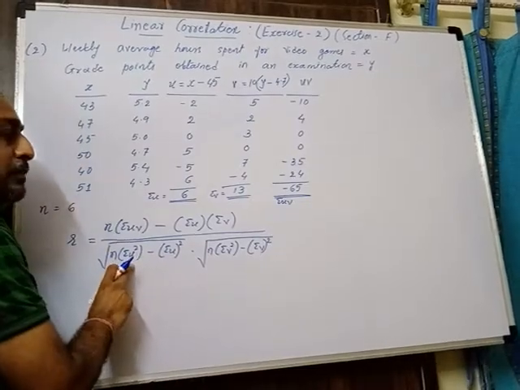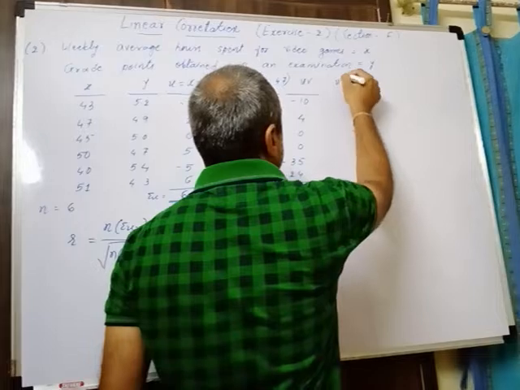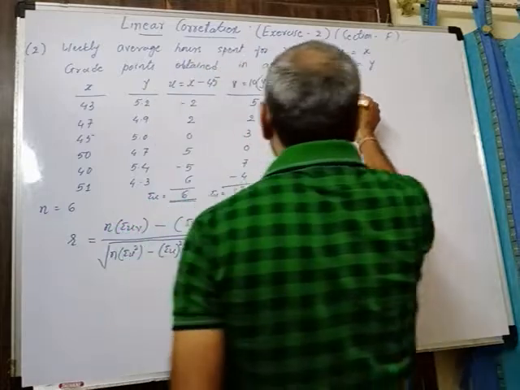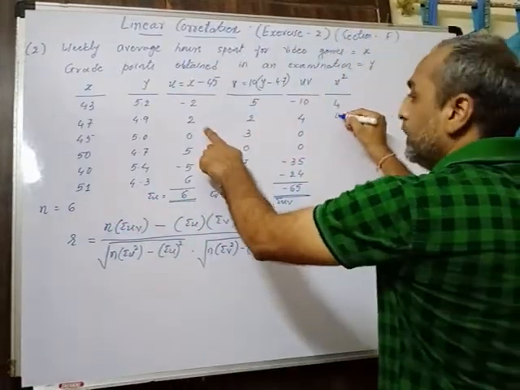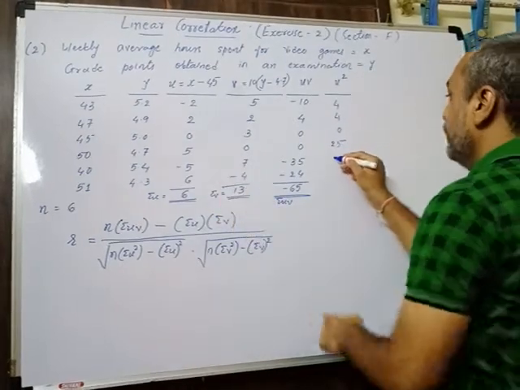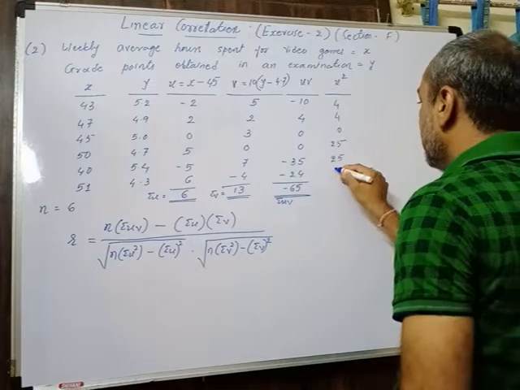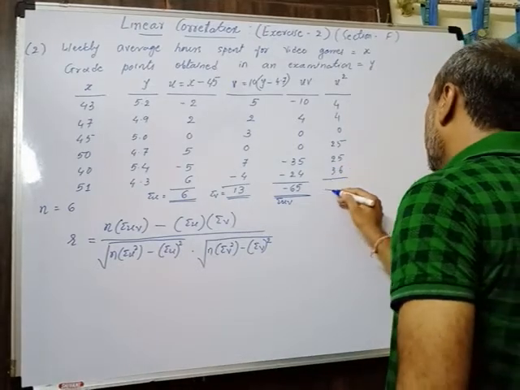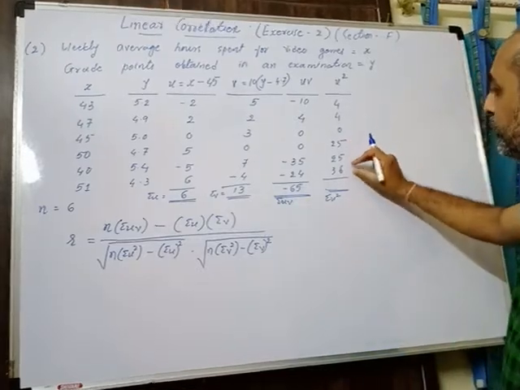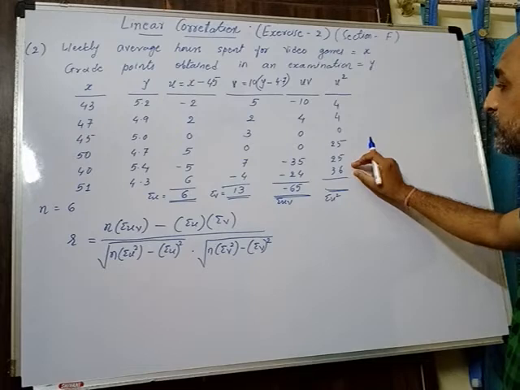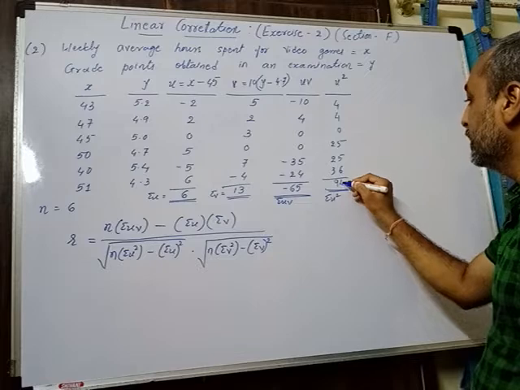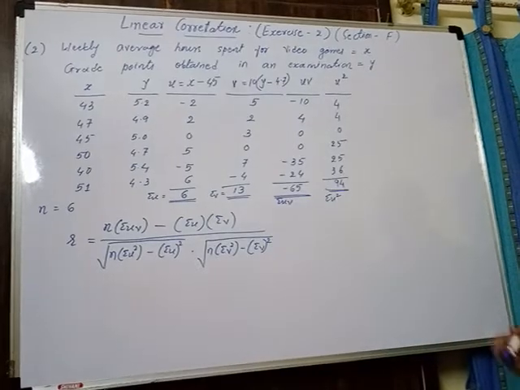Then now we require sum of u square. So next column we have to prepare is u square column. So square of the variable u values: minus 2 square is 4, 2 square again 4, 0 square is 0, 5 square 25, minus 5 square is also 25 and 6 square is 36. Again we'll find out the total. So 25 and 25 it is 50, 50 plus 36 is 86, 86 plus 4 is 90, 90 plus 4 is 94. Sum of u square is 94.